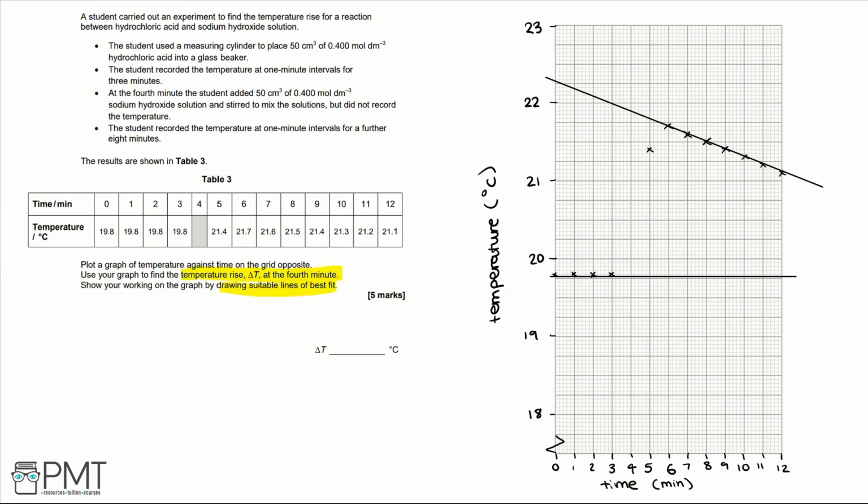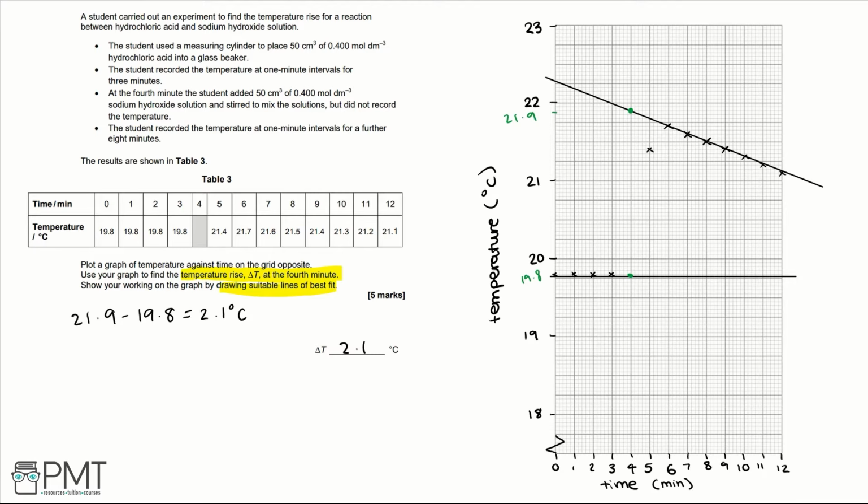So now we can work on our temperature rise. If we look and find where on this first line of best fit we cross 4 minutes, that's going to be here at 21.9 degrees Celsius. And we already know that at the 4th minute here, we're going to be at 19.8. So our temperature rise is going to be 21.9 minus 19.8, which equals 2.1 degrees Celsius, which we can write on the answer line provided.